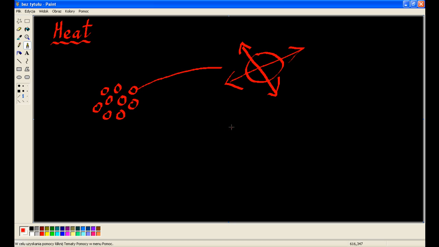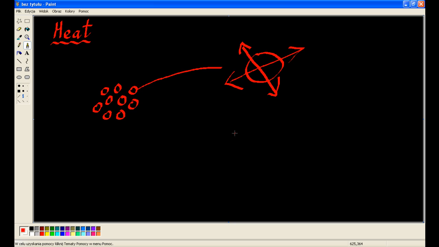The movement is kinetic energy. When the molecule is moving, it has energy. The more kinetic energy it has, the more it's moving around. The more it's moving around, that means the more heat it has.